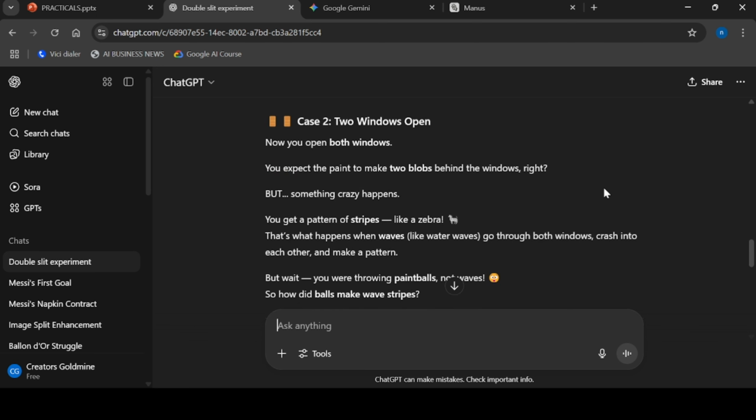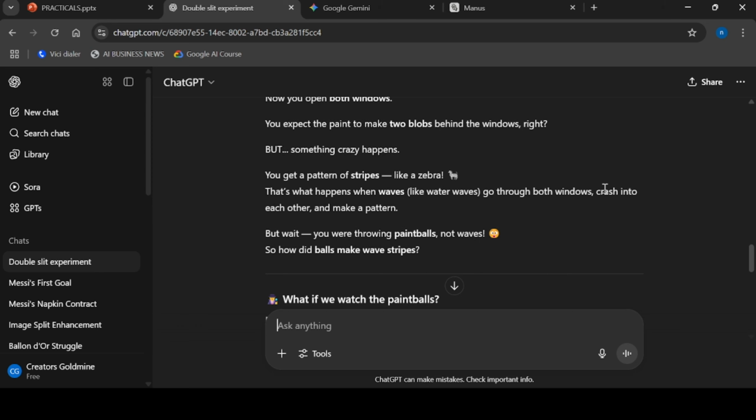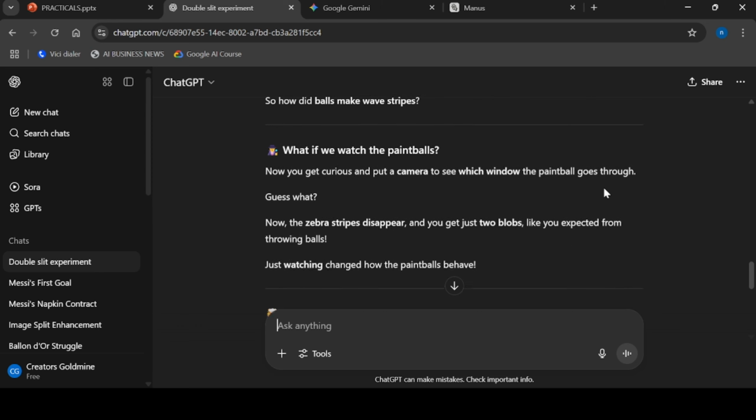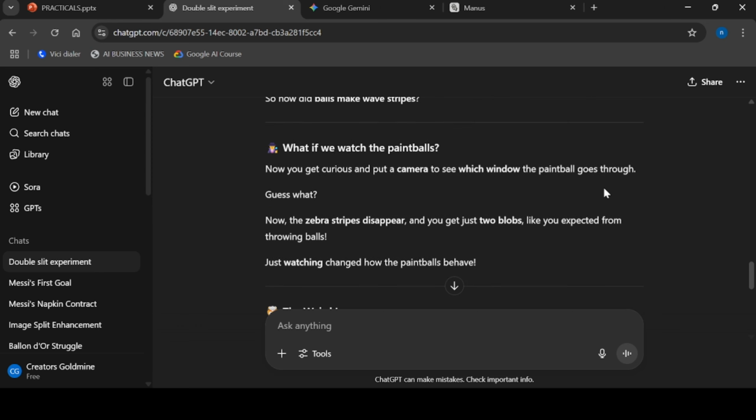You get a pattern of stripes like a zebra. That's what happens when waves, like water waves, go through both windows, crash into each other and make a pattern. But wait, you're throwing paintballs, not waves. So how did balls make wave stripes? What if we catch the paintballs? Now you get curious and put a camera to see which window the paintball goes through. Guess what? Now the zebra stripes disappear and you get two blobs, like you expected from throwing balls. Just watching changed how the paintballs behave.